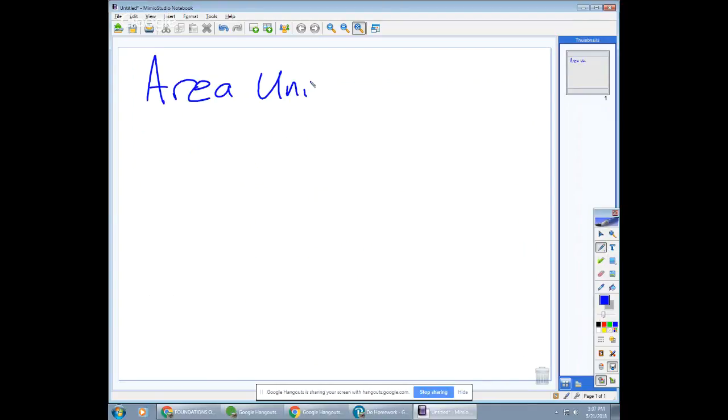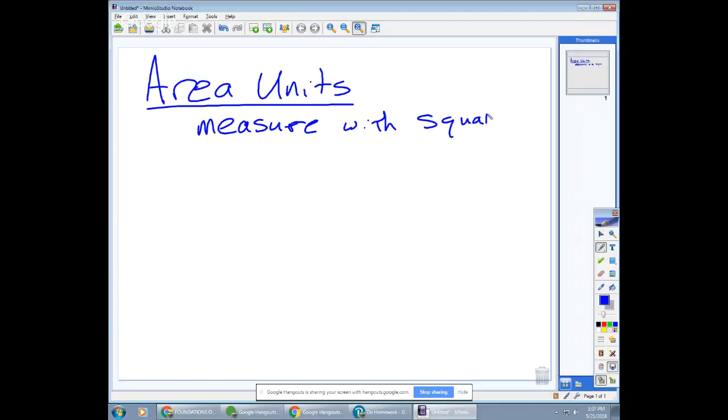Area units. So the main type of unit we decided last time was we measure things in squares usually. So if we take something that's 1 foot by 1 foot, then what's inside is 1 square foot.